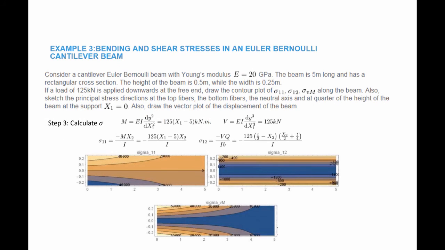Using the equation for the sigma von Mises, knowing sigma o1 and sigma o2, we can calculate sigma von Mises on the beam, and you'll find that the distribution shows the maximum sigma von Mises is at the top and bottom fiber, close to the support, where sigma o1 is maximum.